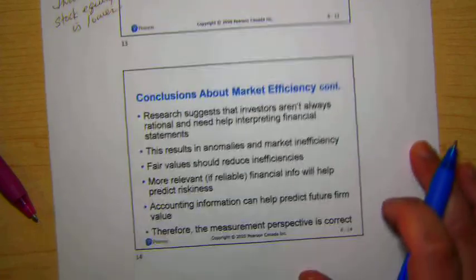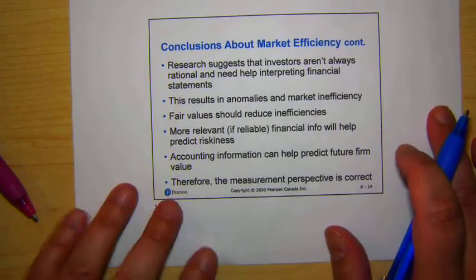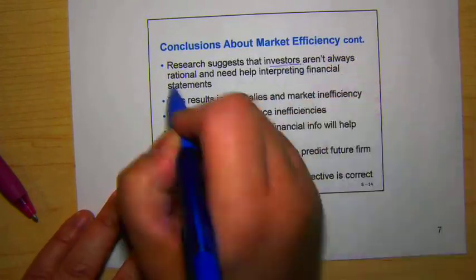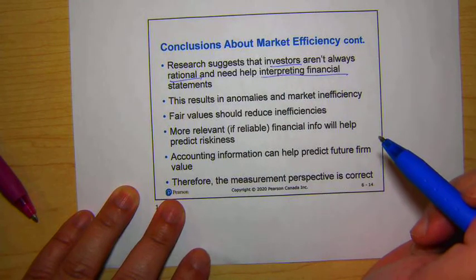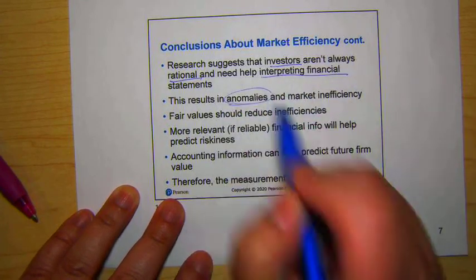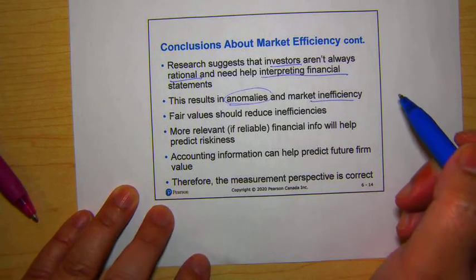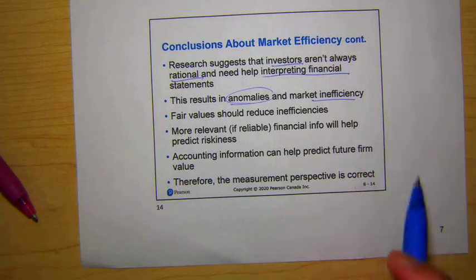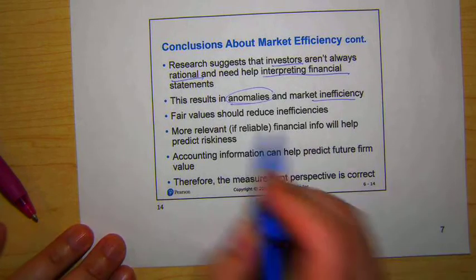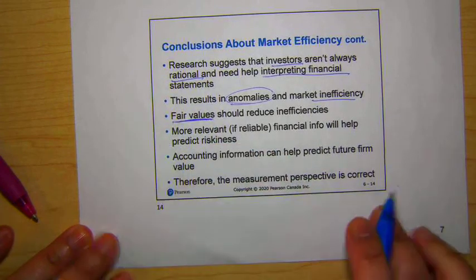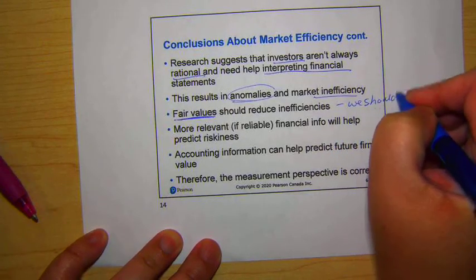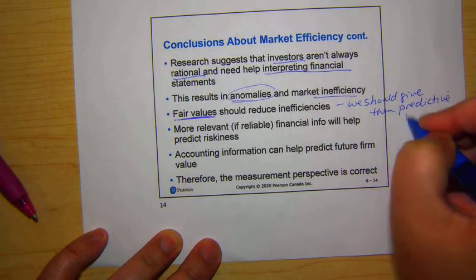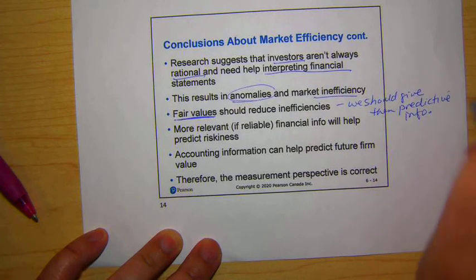So, conclusions then. Investors aren't always rational and need help interpreting financial statements. Because of that, there are anomalies and market inefficiency. But if we as accountants can give them better predictive information, like fair values, it should reduce inefficiencies. So we should give them predictive information.